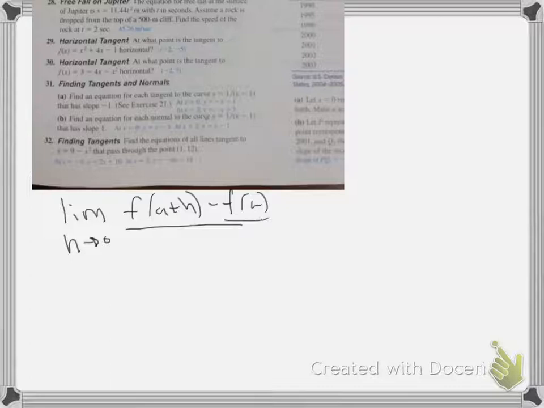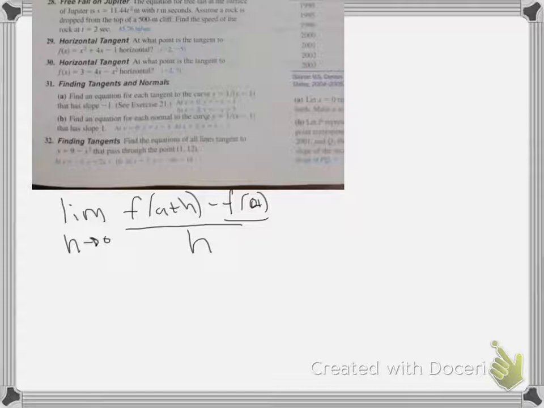So the difference between this problem and any other tangent problem that we've had is that with this problem, we don't know what x is. We are looking for x. But everything else is still going to stay the same. We're still going to be doing the limit as h approaches 0 because we're still talking about the slope. The limit as h approaches 0 of f of a plus h minus f of a all over h.